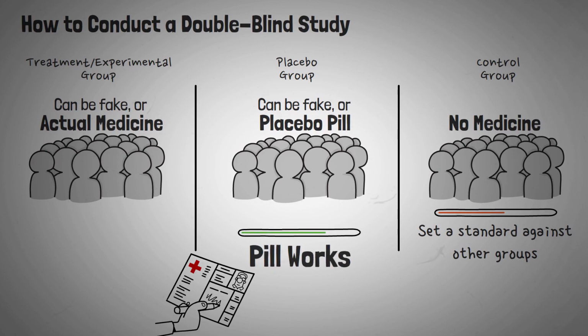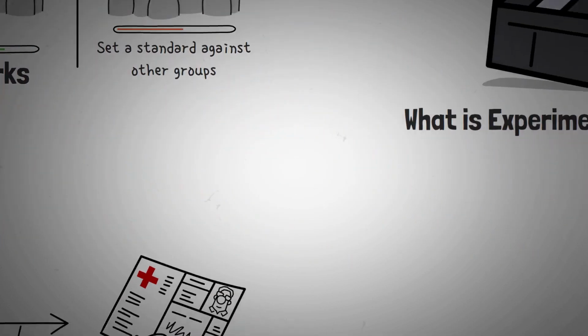But if people in the treatment group improve more than those in the placebo one, then the results can be attributed to the effect of the medication.